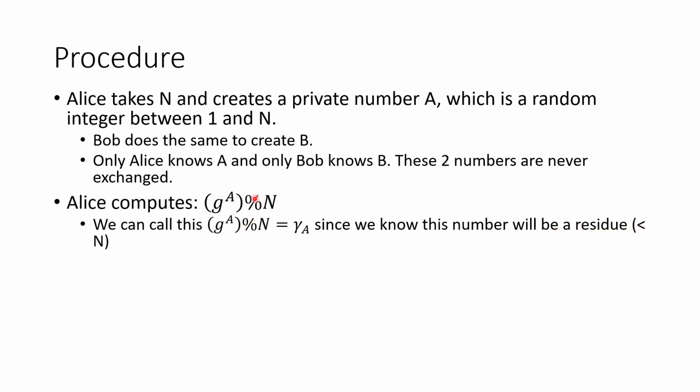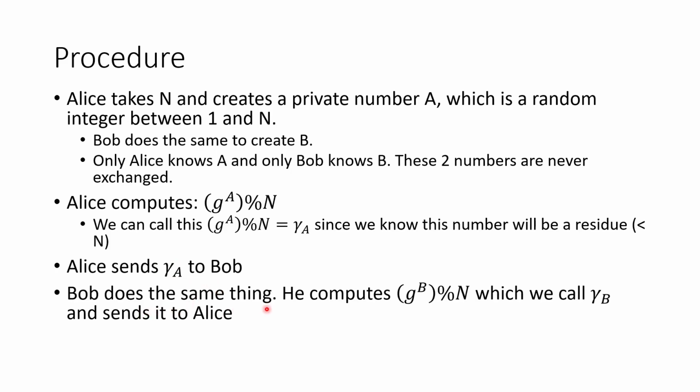It'll be less than n, because we're taking mod n, so it can only be up to n minus 1. So it kind of has the properties of a residue. It is, really. So I'll just go ahead and call it gamma of a. This is a subscript. It's not to the power of a. So Alice sends this residue, we'll call it gamma of a for Alice, to Bob.